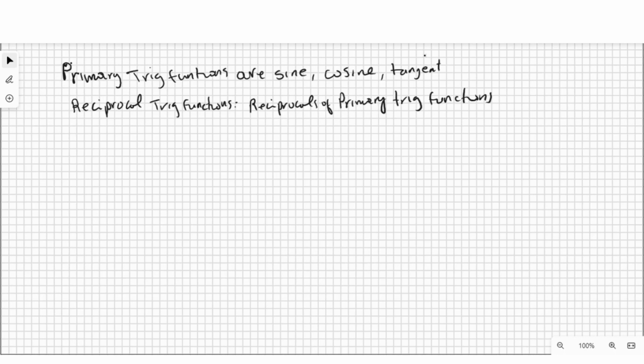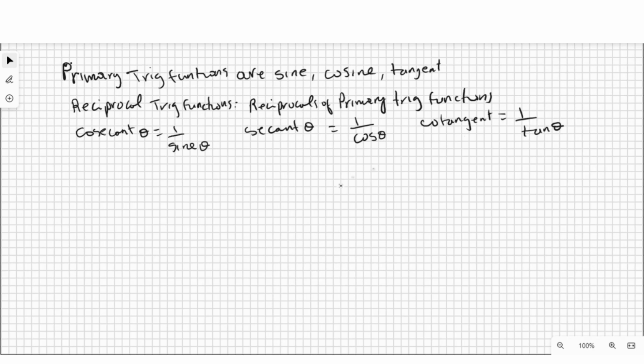So let's see the first one, which we call cosecant. Cosecant of an angle is the reciprocal of sine theta, and secant of theta is the reciprocal of cosine theta, and cotangent is the reciprocal of tan. So they are exactly the same concept, but they are reciprocals of these primary trig ratios.